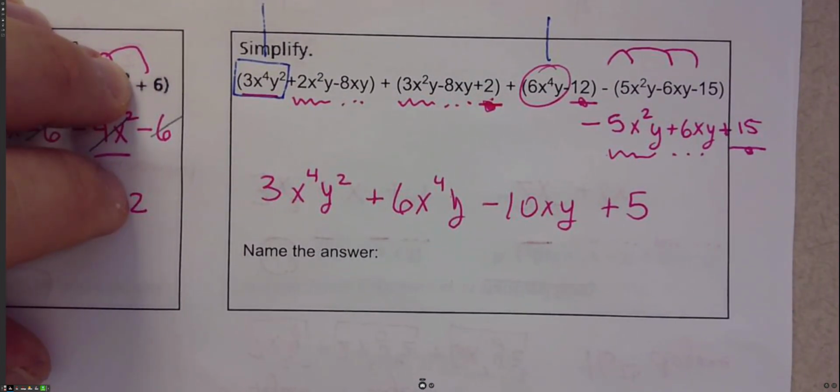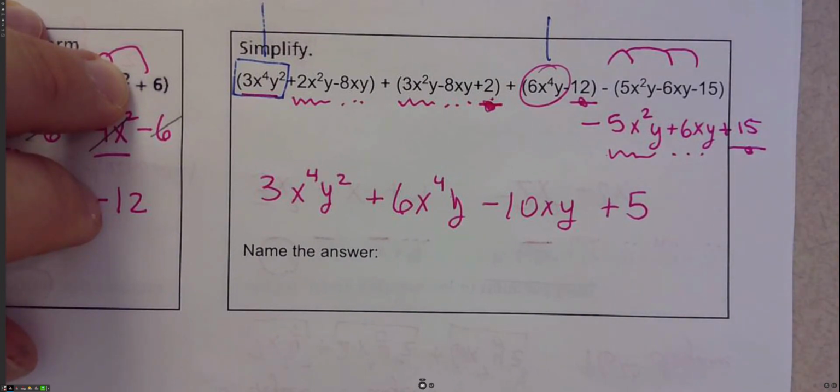Wait. How do you get the Y? The Y is connected to it. So to find a match, you'd have to have an X to the fourth Y. The X has to be exactly the same. Wait, 6x to the fourth y. The only thing that could be different when you combine them is the degree.